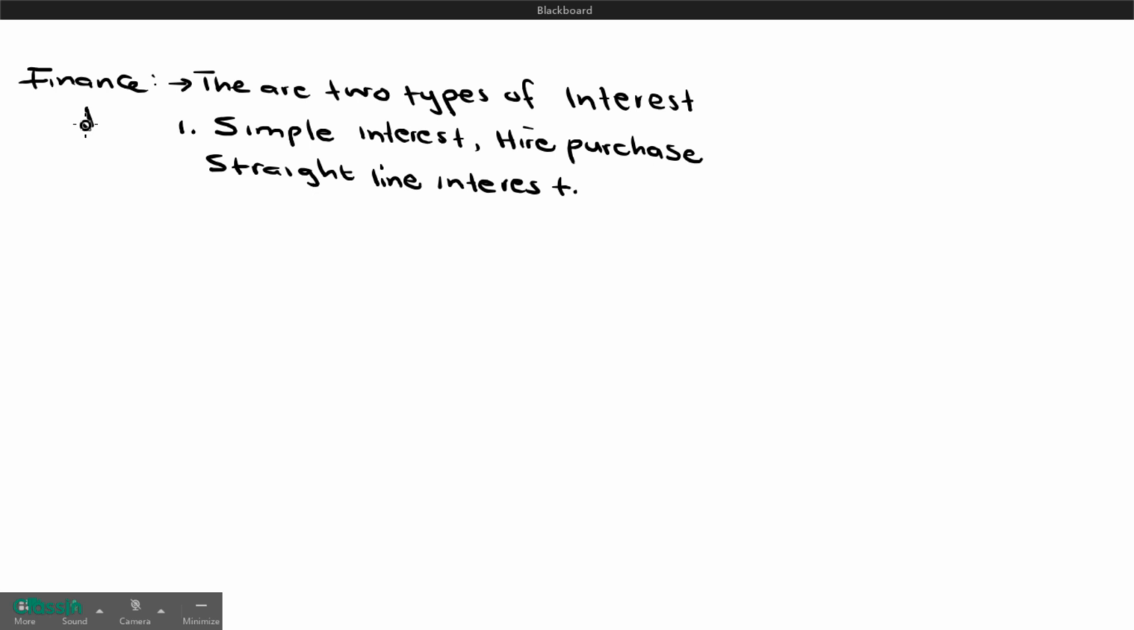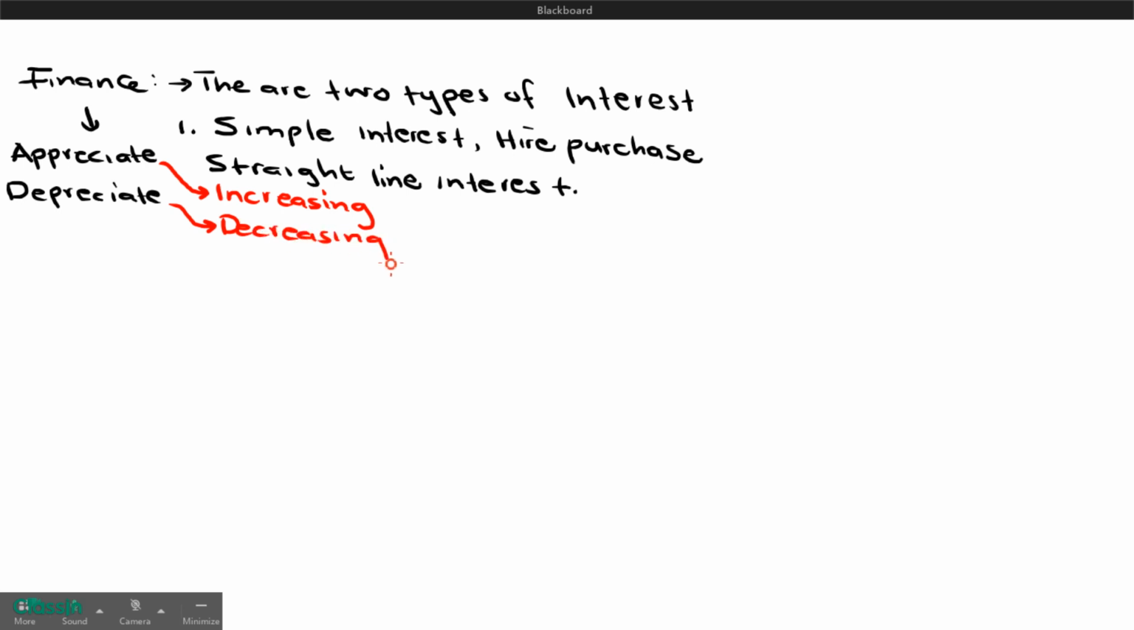the value of money can either appreciate or depreciate. So when we say that the value of money is appreciating, it means that it is increasing. The value of money is increasing. And when we say it is depreciating, it means that the value of the investment or the value of money is now decreasing.